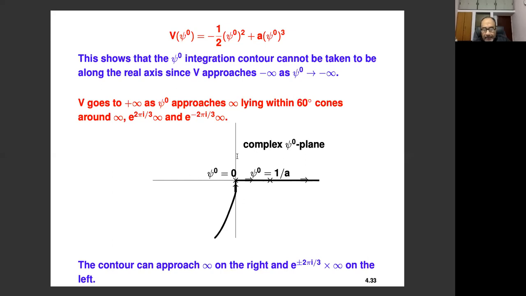Is this point clear? The correct choice of contour that makes the path integral well defined is either this one or this one. The precise nature of course doesn't matter, because you can always do contour deformation, but the asymptotics should be fixed. Are there questions?